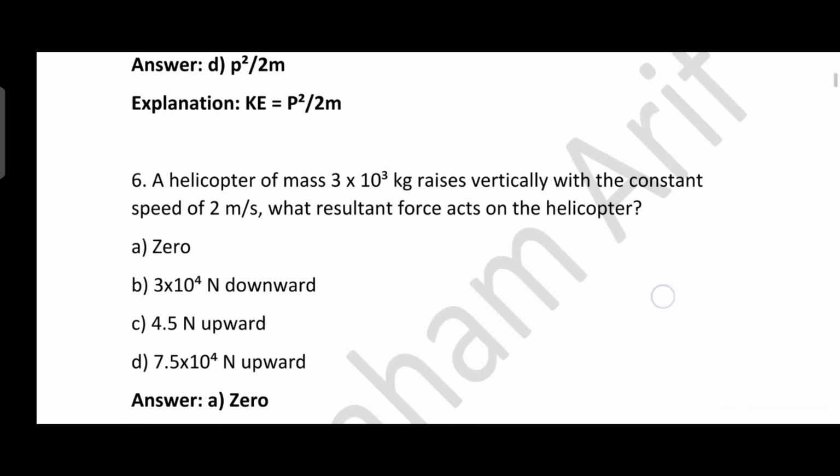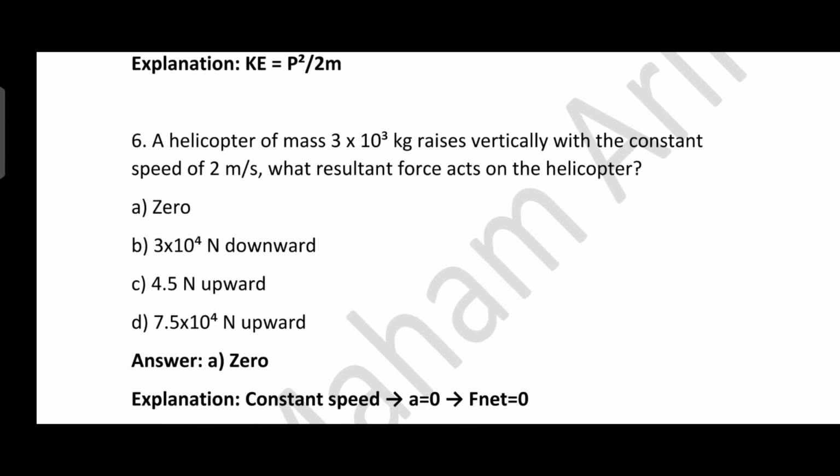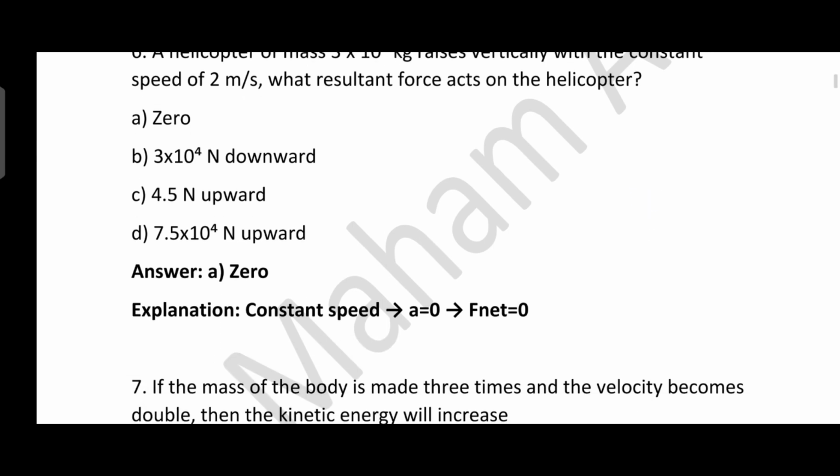A helicopter of mass 3 × 10^3 kg raises vertically with the constant speed of 2 meters per second. What resultant force acts on the helicopter? Correct answer is option A, that is 0, because constant speed, that is acceleration, is equals to 0, then F net is equals to 0. So your resultant force will also be 0.